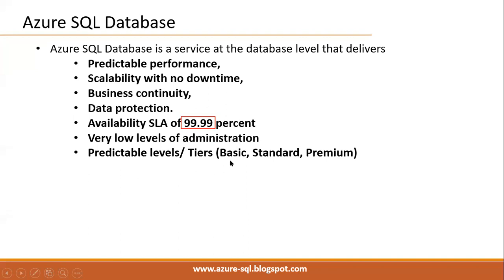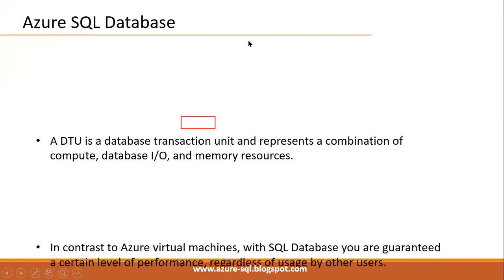Basically, in basic, a database can grow up to 2 GB with 5 DTUs per second. That means 5 transactions per second are allowed. We'll discuss this one. Depending on the requirement, we can go with the required predictable levels.